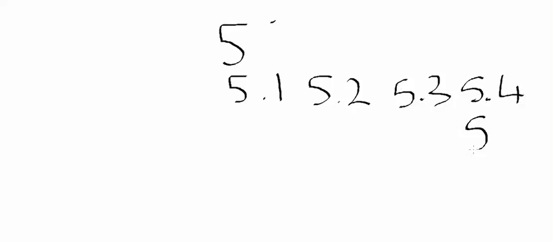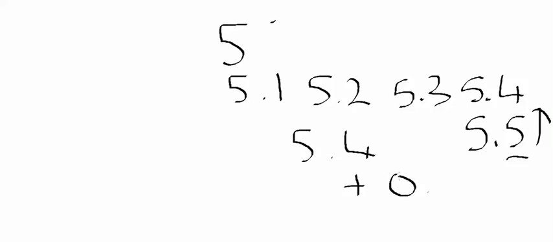5.2 would also go down to 5. 5.3 would go down to 5. 5.4. But now remember 5.5, the rule was that if the decimal was 5 or above, then we'd go upwards instead of down to 5. So the maximum size that tile can be is 5.4 inches, because 5.4 or less, it would get rounded down to 5. So if you noticed, what I did was I added 0.4 on.